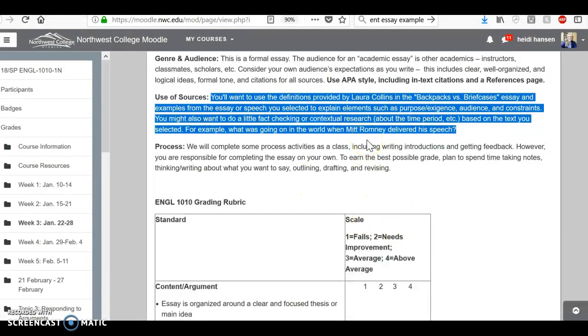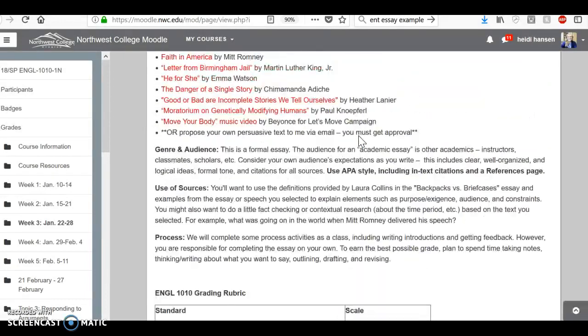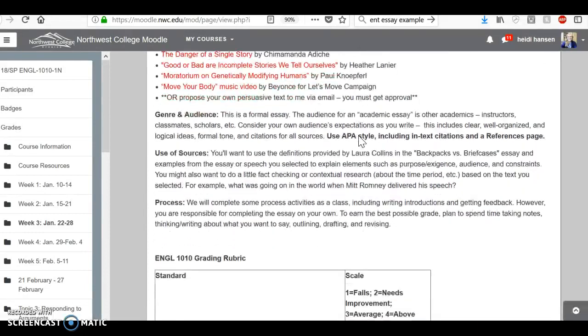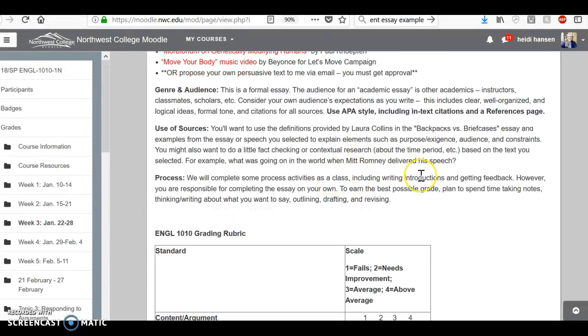Another example is that if you choose to write about the Mitt Romney speech on the list, then you'd probably want to learn a bit more about what was going on in the world and in the United States at the time that he delivered the speech. So again, it's not required. There's no specific number of sources that you need, but you might find yourself wanting to do some additional research so that you understand the text that you're reading better.